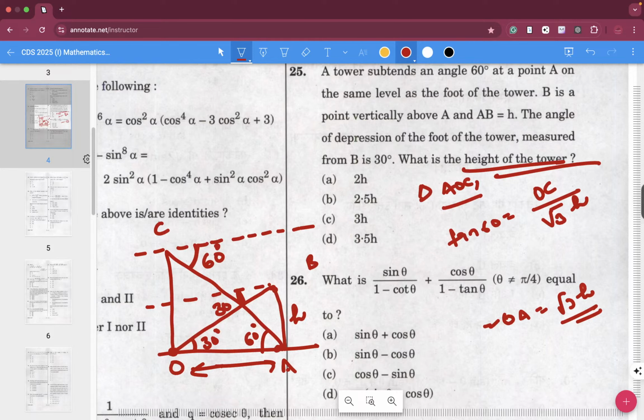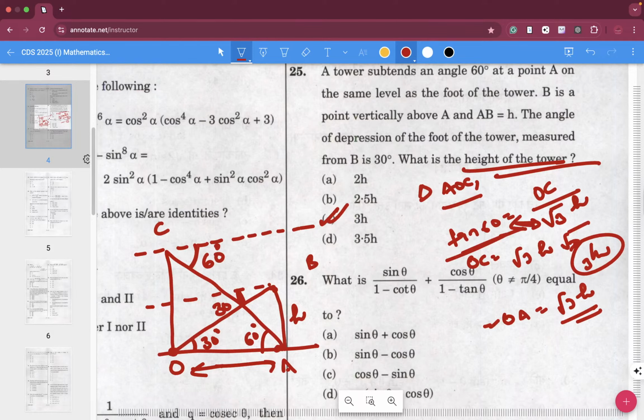So OC, or otherwise the height of the tower, is root 3 H into tan 60, right? Cross multiplication, tan 60 is how much? Root 3 only. So root 3 into root 3 is 3H, right? So question 25, the correct answer over here is C, 3H, folks. Okay, so now we'll move to the next question, question number 26.